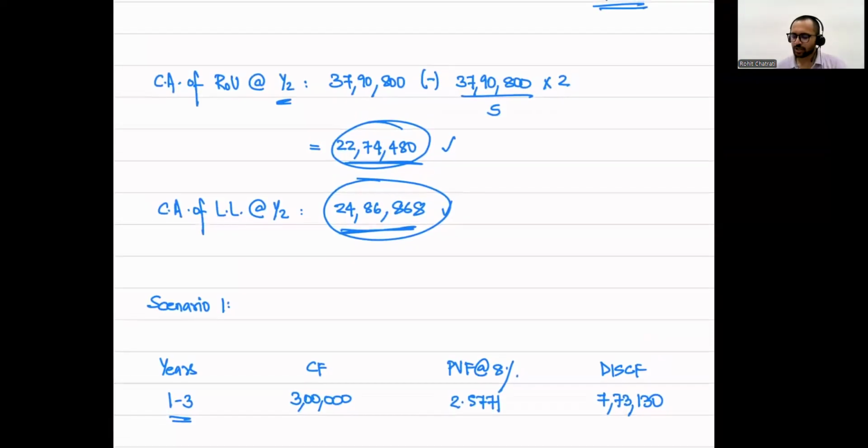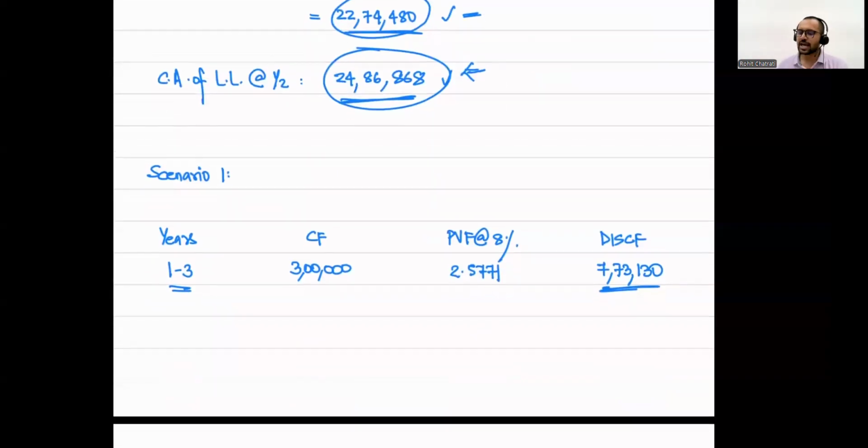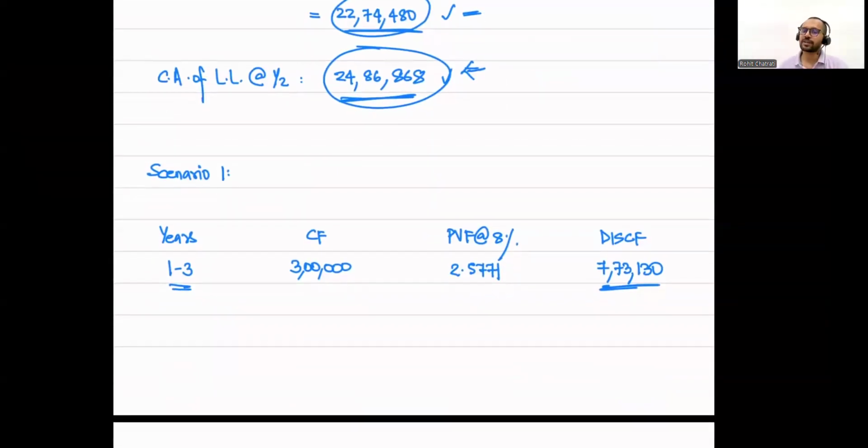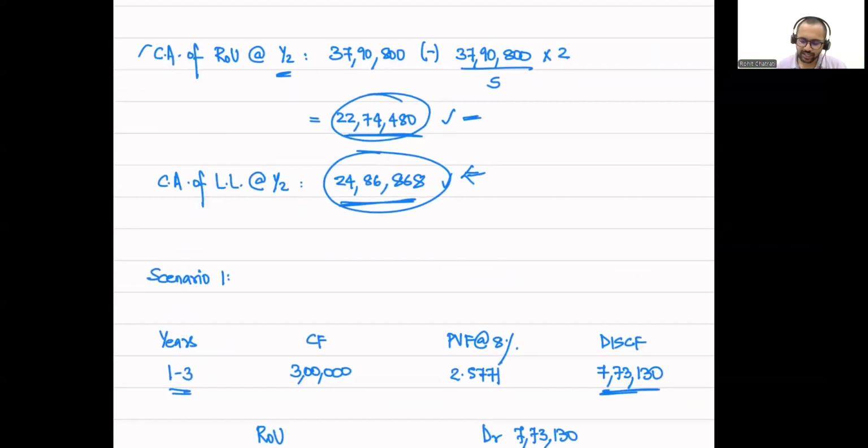So we are going to assume that this is a new lease. Therefore, we are not going to touch the ROU asset and lease liability that we originally have. We are going to recognize a new ROU asset and a new lease liability of 7,73,130. So it will be ROU debit 7,73,130 and credit lease liability of 7,73,130.